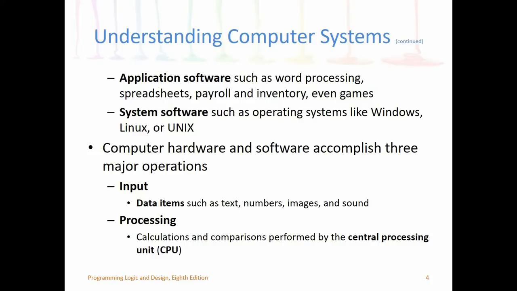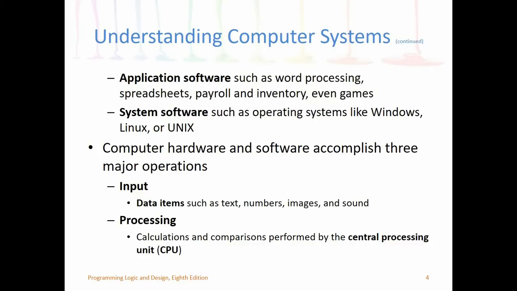We have three major operations that computer hardware and software combined accomplish. We have the input, which is inputting data into the system, data items such as text, numbers, images, sounds that have been entered by the user. You, right this moment, are considered a user. The user inputs data through the input. We have input devices like a mouse, keyboard, microphone, scanner, webcam. All of that is considered an input device.